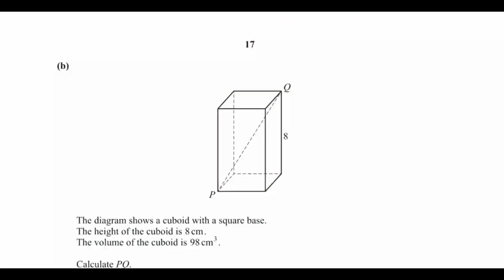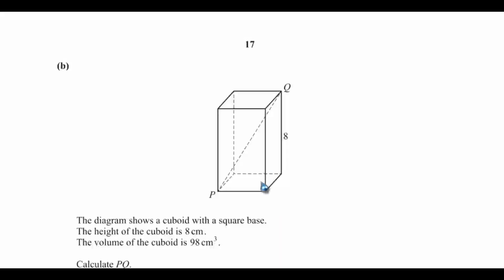So let's go to part B. The diagram shows a cuboid with a square base. The height of the cuboid is 8 centimeters. The volume of the cuboid is 98 centimeter cube. Calculate PQ. So that's the diagonal.